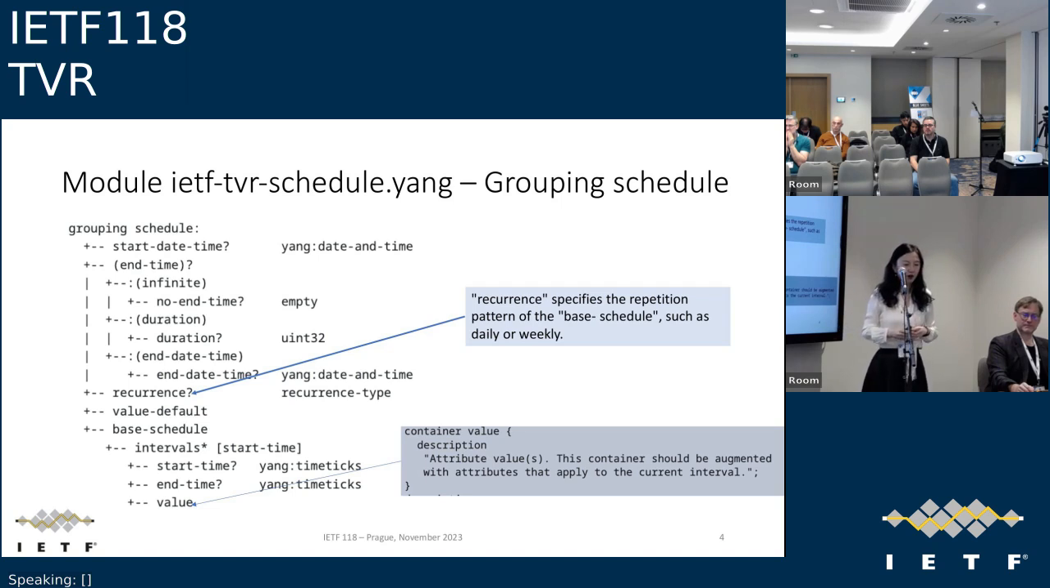And then for the base schedule, we currently have an empty container that is meant to be augmented with detailed attributes. For example, you may have a bandwidth cost that varies based on the schedule, or a link that is turned on and off based on the schedule. So basically, whatever time variant attributes you want, you can augment them in this container.